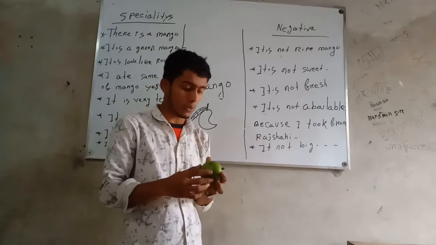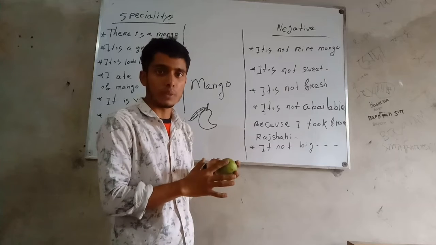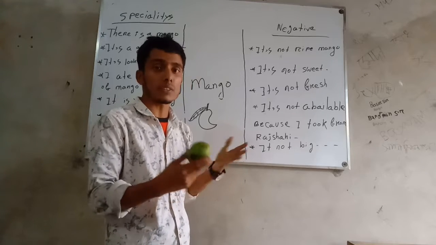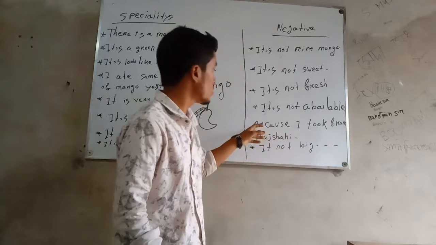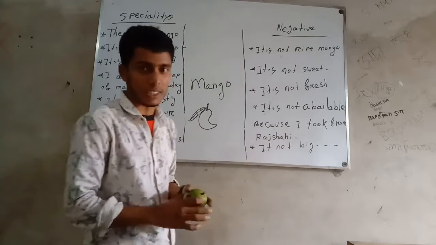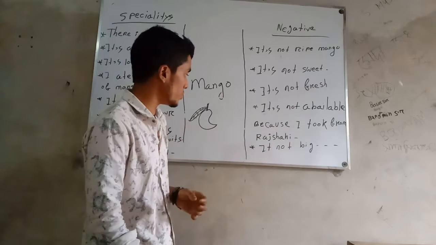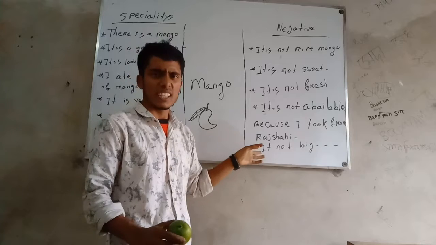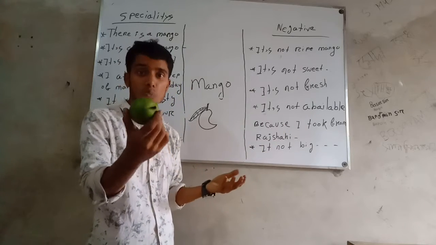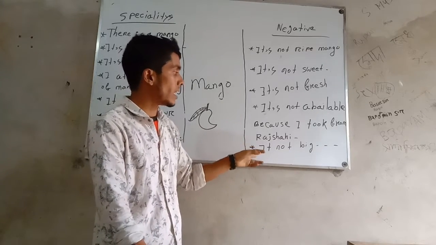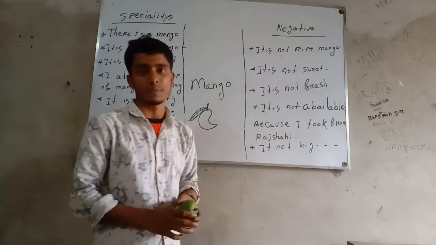It's not a fresh mango, because you see there is a spot on the mango. That's why I'm saying it's not fresh, and it's not available here because I took it from Rajshahi, and it's not a big mango, because you see it's a small mango. That's why I write this sentence: it's not big.